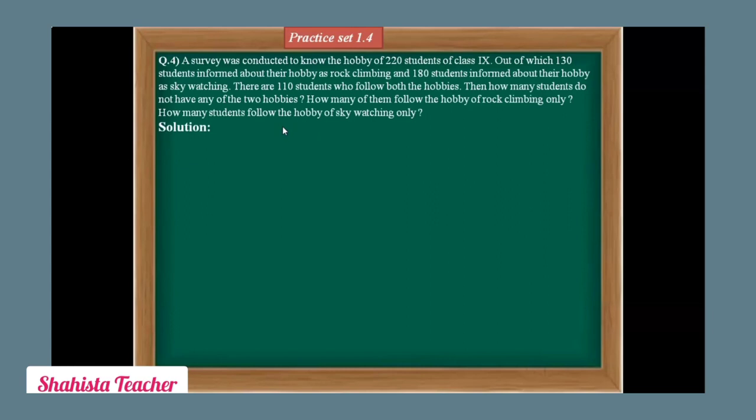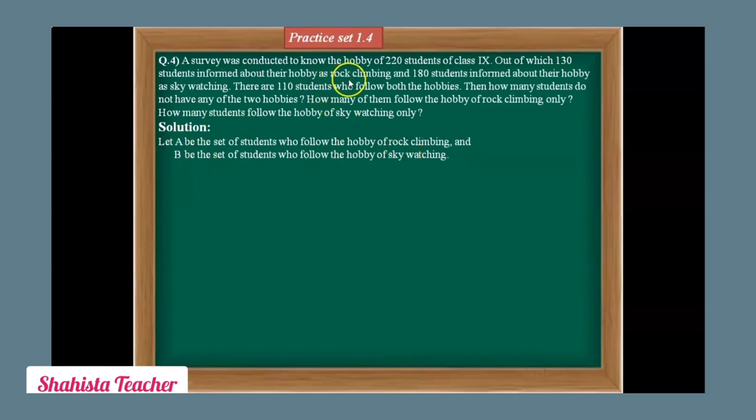Let A be the set of students who follow the hobby of rock climbing, and let B be the set of students who follow the hobby of sky watching. After this, now here we have to write the given values. So here number of A, set A represents rock climbing. So number of A is how much? Number of A is 130.